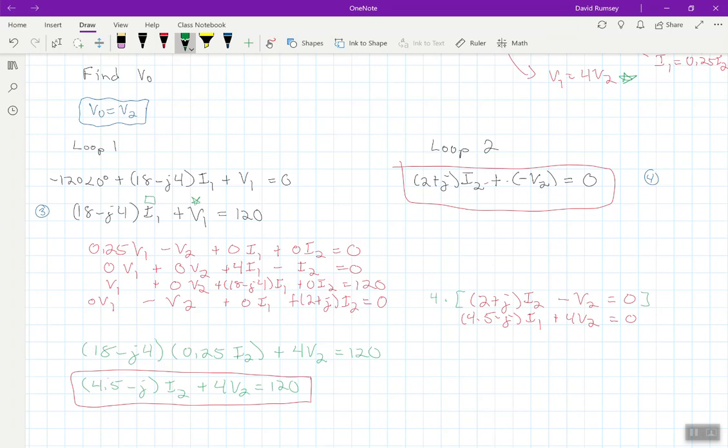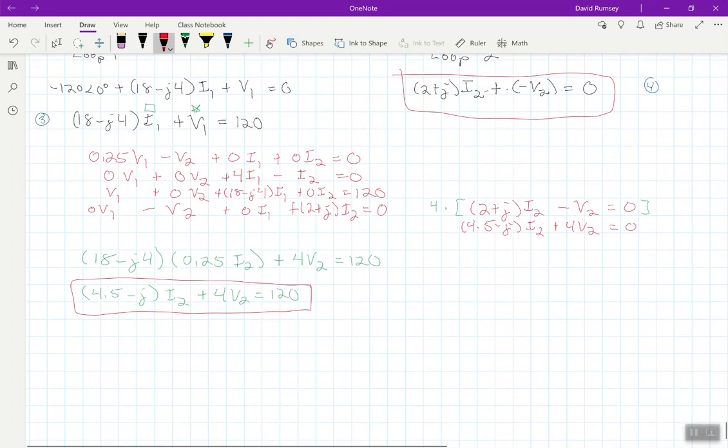I'm sorry, there's a mistake here. This should be I2. And then add the equations together and figure out what I2 is. And then if you know what I2 is, you could figure out V2. But let's not do that. Instead, what I went ahead and did is I'm going to solve the simpler version of the equations here and write down what our answers are.